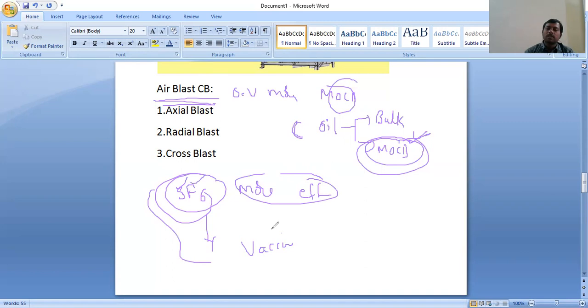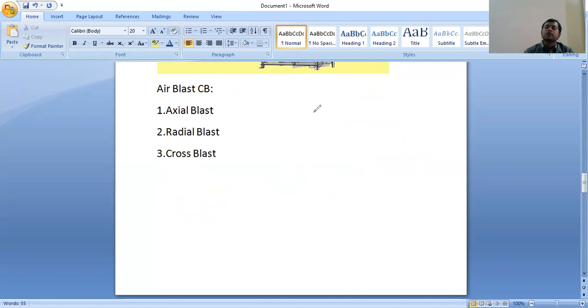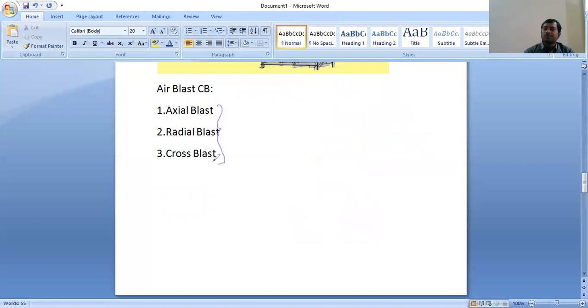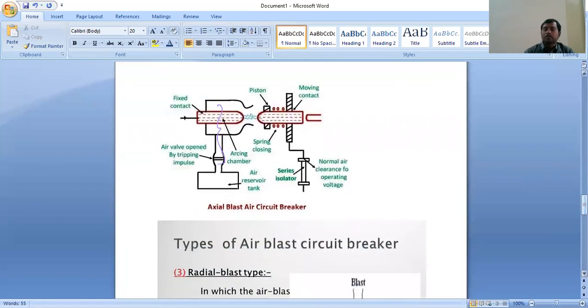These two, vacuum and SF6, are majorly used in high rating substations, generating stations, or transmission systems. So in high rating transmission and distribution systems, vacuum and SF6 are used. So let us discuss the difference between these two and the working of all those three circuit breakers.